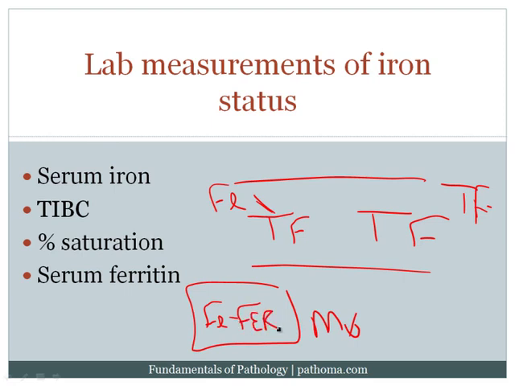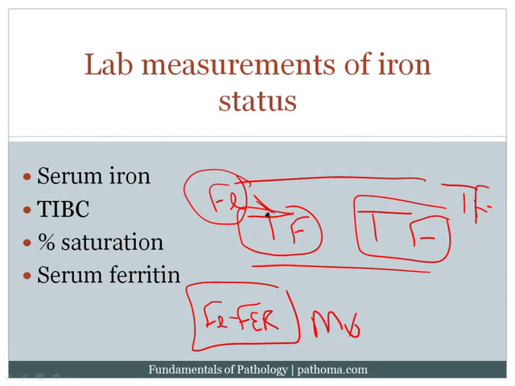Based on this understanding, we can measure a few pieces of information. So for example, if we want to know how much iron is in the blood, we can measure the serum iron. If we want to know how many transferrin molecules are present in the blood, whether they be bound or not doesn't matter, we can measure something called the TIBC, which is the total iron binding capacity. It tells you how many transferrin molecules are present in the blood.